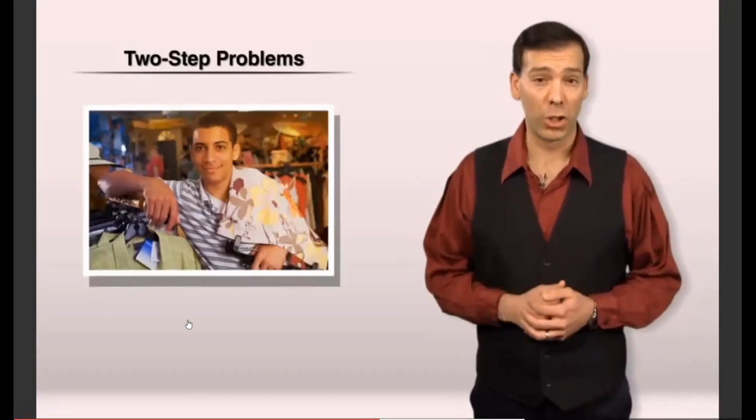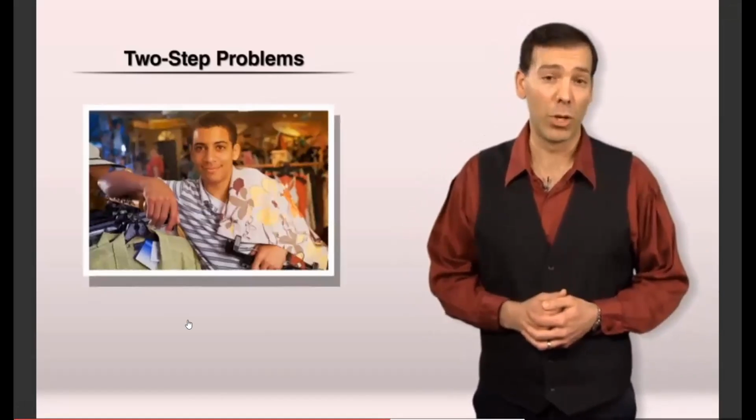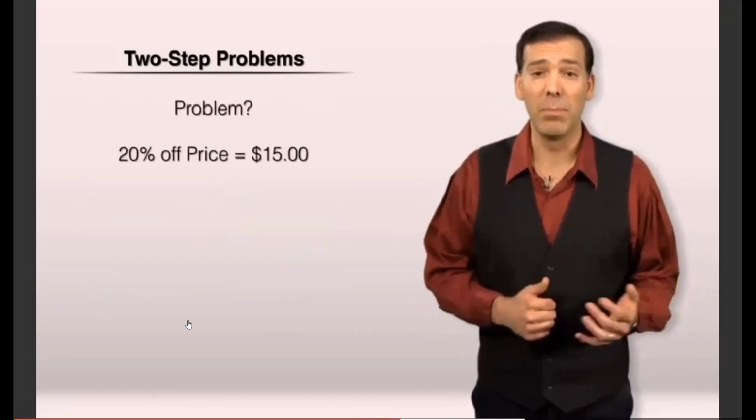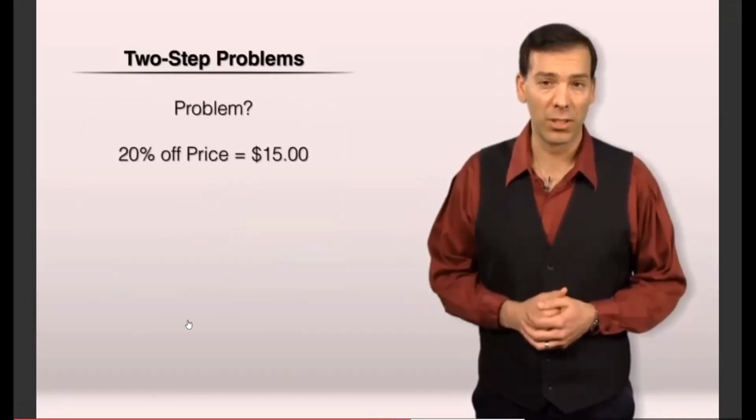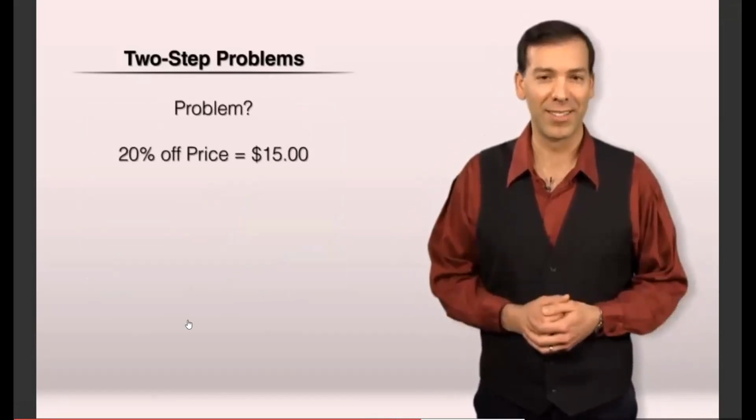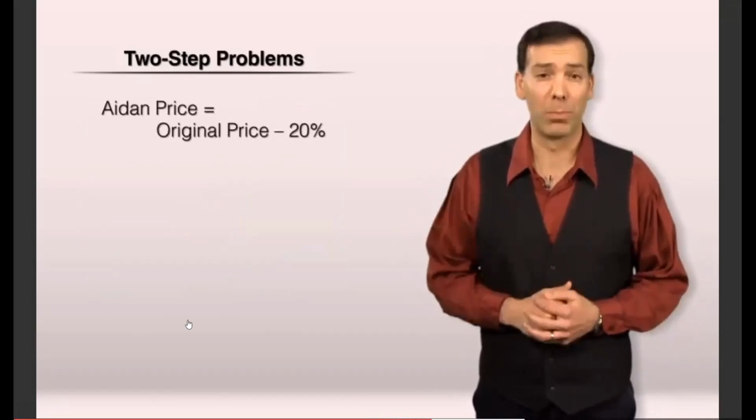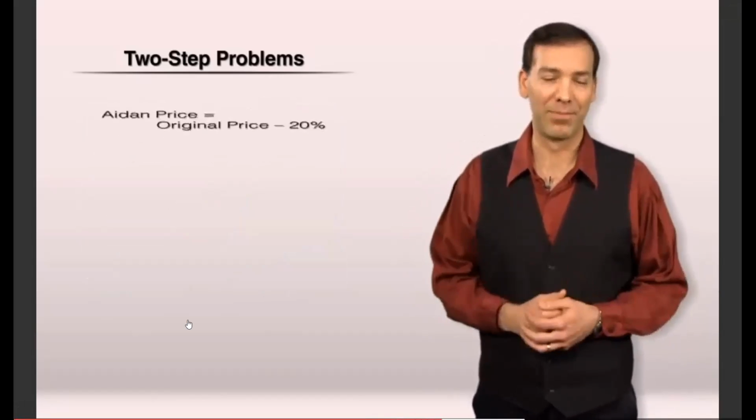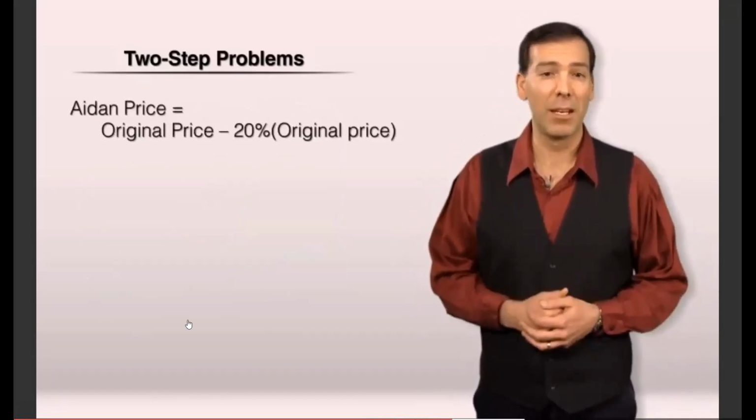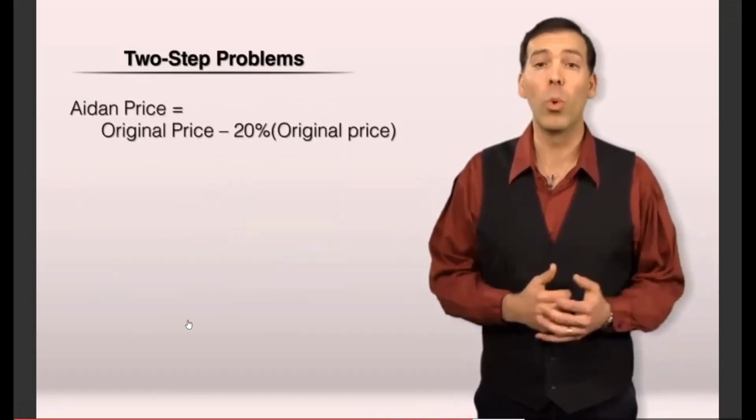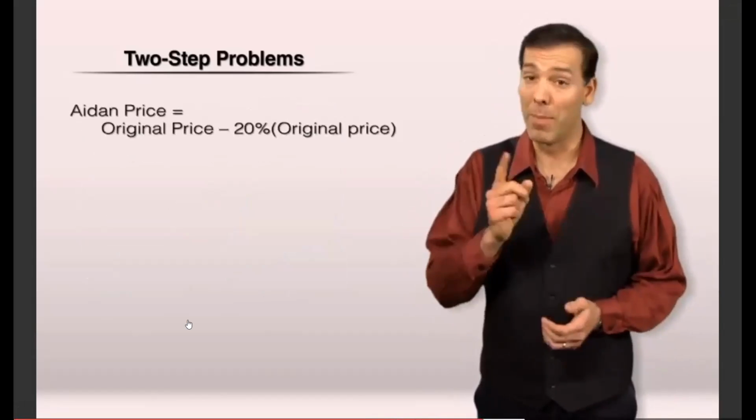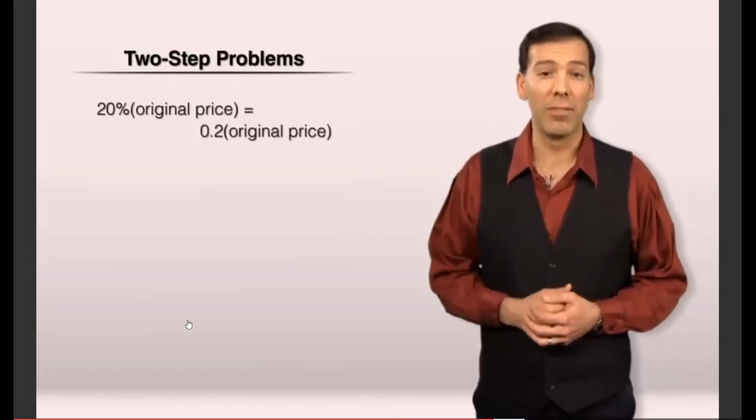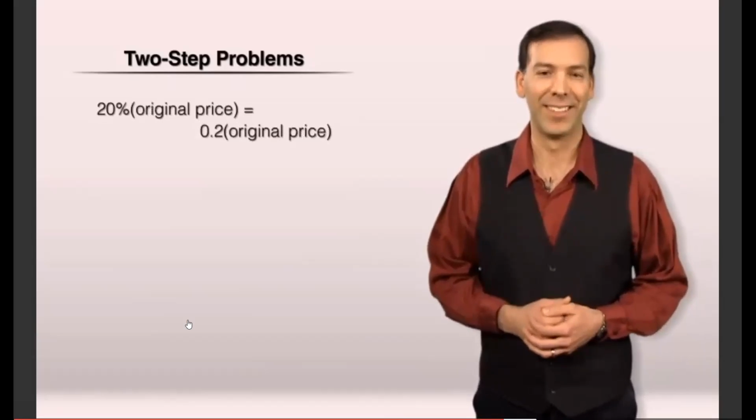Aiden bought a shirt for 20% off the original price. If Aiden paid $15 for the shirt, what was the original price? To determine the original price, we need to make a model. The price Aiden paid can be found by taking the original price of the shirt, then removing 20% of the cost. Remember, when you see the word of, it means multiply.